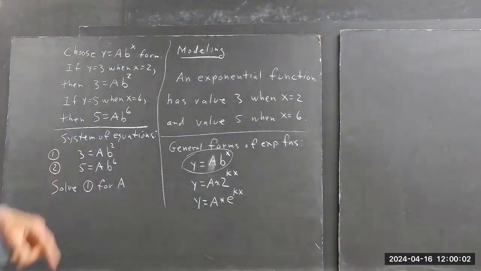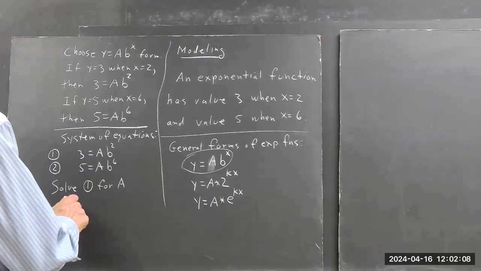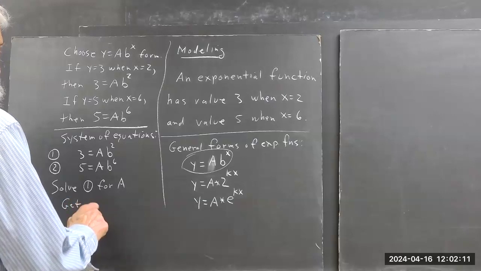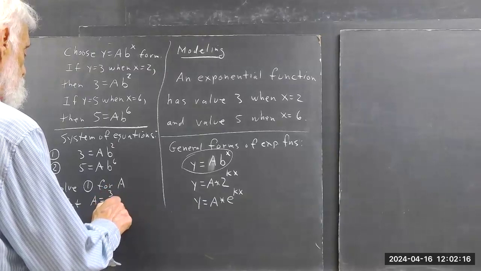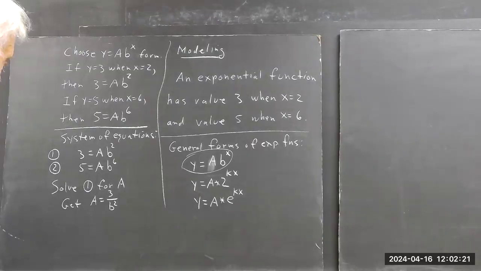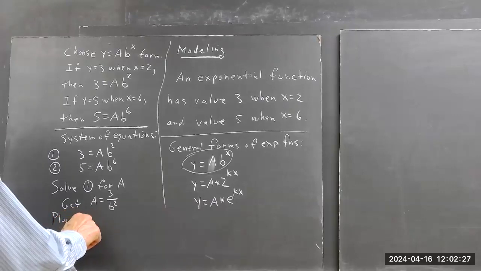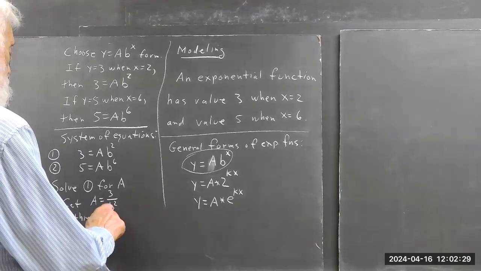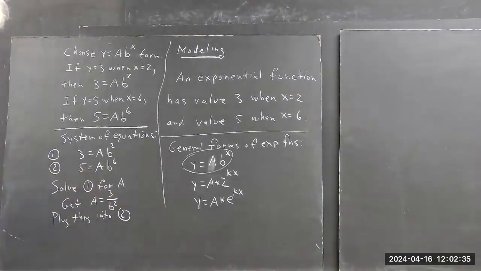Quickly solve equation 1 for a. What do you get? Okay, well, equation 1 tells you that a is 3 over b squared. Plug this result into equation 2.